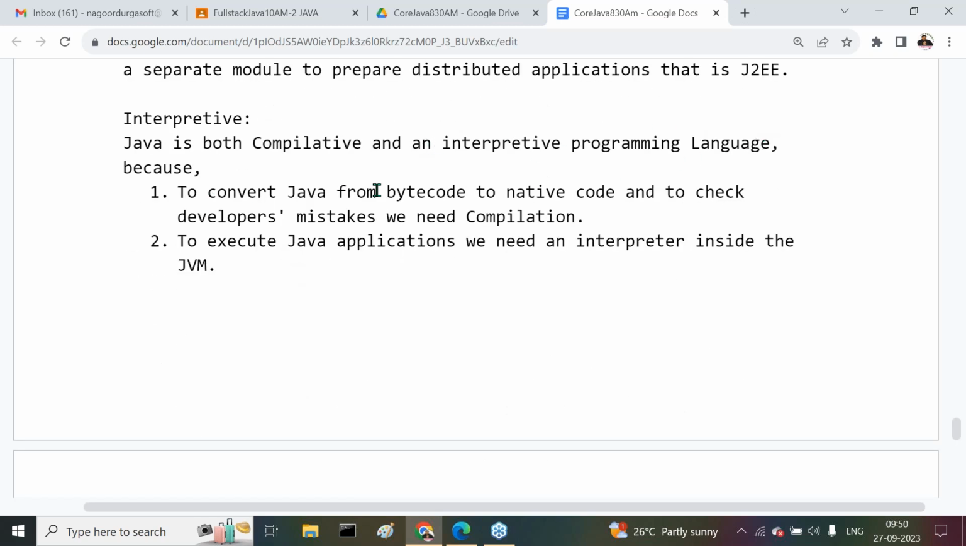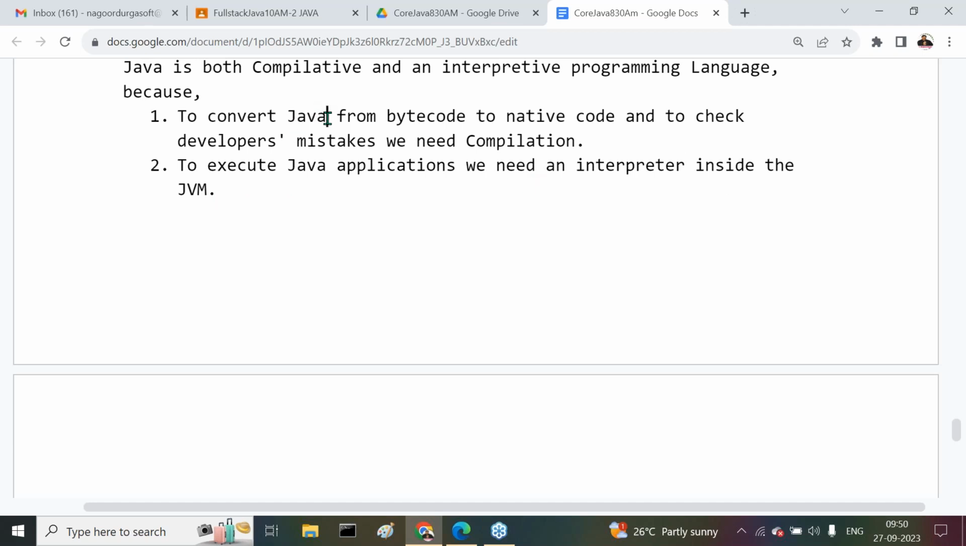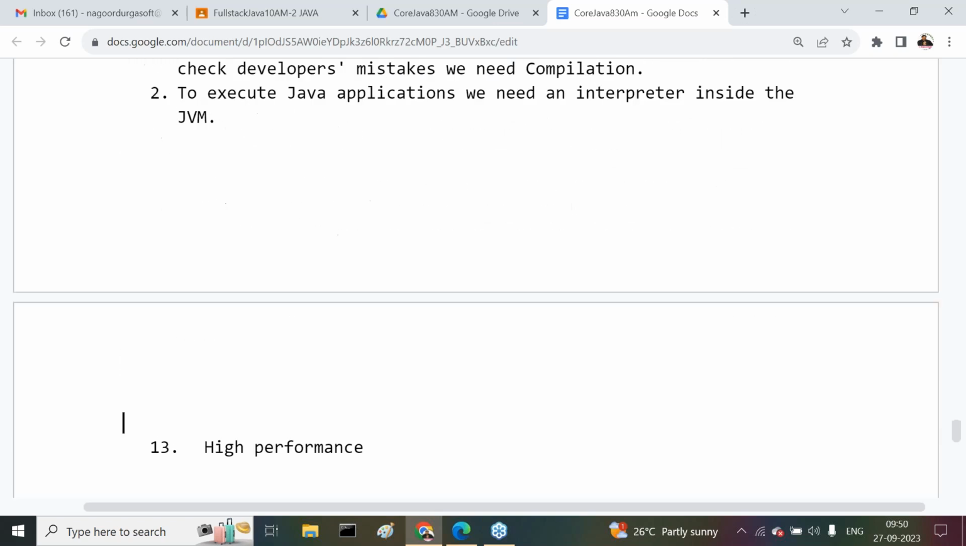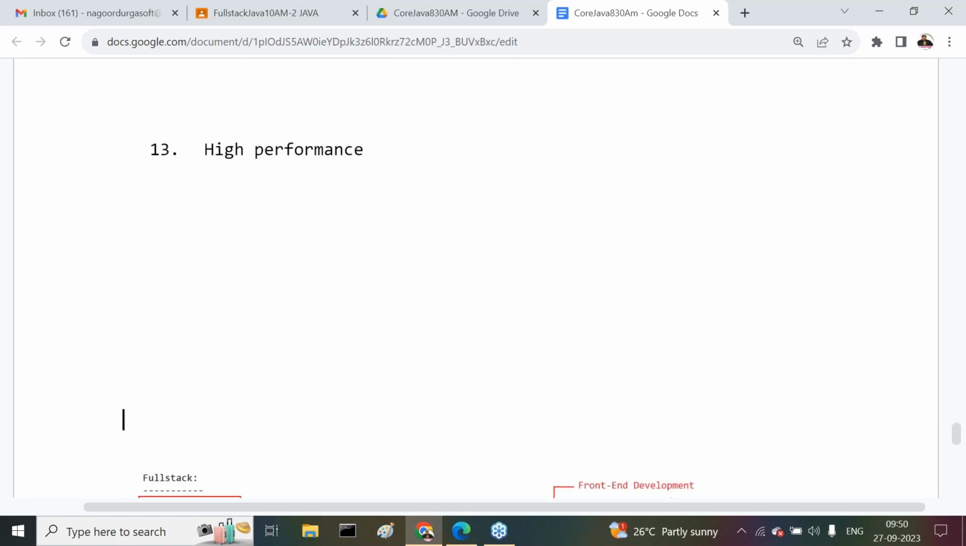Why? Because to convert Java programs from bytecode to native code, and to check developers' mistakes, we need compilation. To execute Java applications, we need an interpreter inside the JVM. So Java is both a compilative and an interpretive programming language. It's okay, guys. Just leave this one. Next one is what?